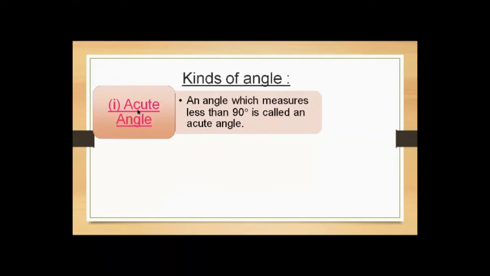Now students, here are the kinds of angle. The first kind is the acute angle. An angle which measures less than 90 degrees is called an acute angle. So here we have this angle equal to 45 degrees. Since this angle is less than 90 degrees, this is an acute angle.